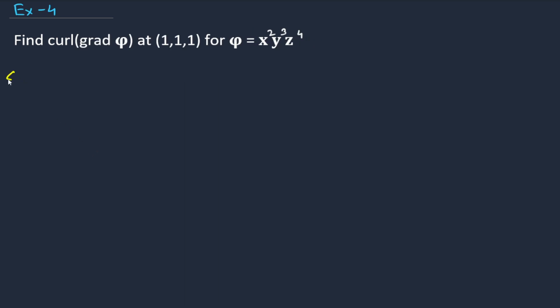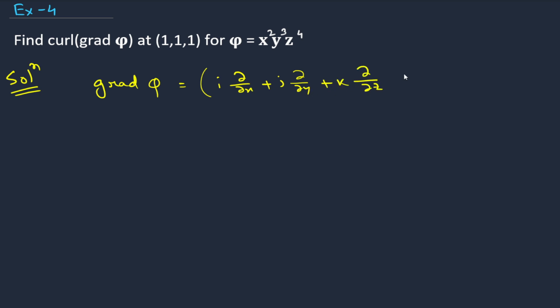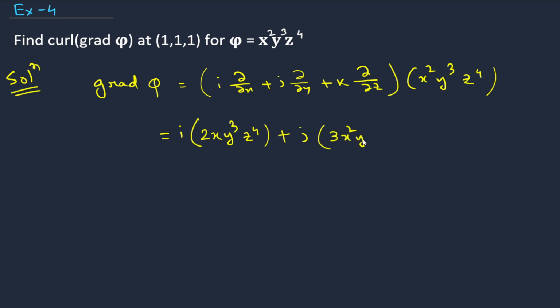Now let us take one more problem. So here phi is given. So again first we have to find what? Grad phi, gradient of phi. So gradient means what? i ∂/∂x plus j ∂/∂y plus k ∂/∂z, with this we have x² y³ z⁴. So i into ∂/∂x: if we differentiate with respect to x, it is 2x y³ z⁴, j into 3x² y² z⁴, and then k into 4x² y³ z³.